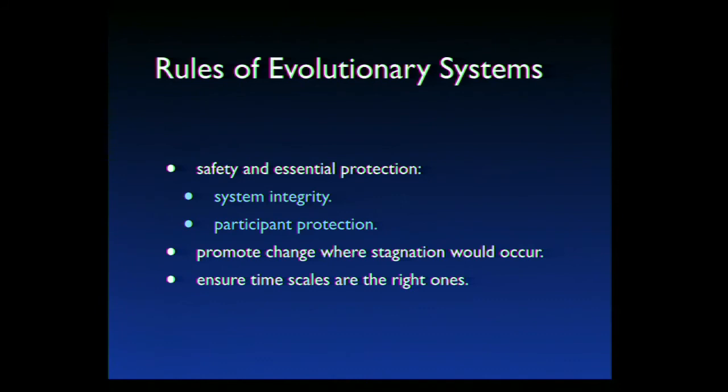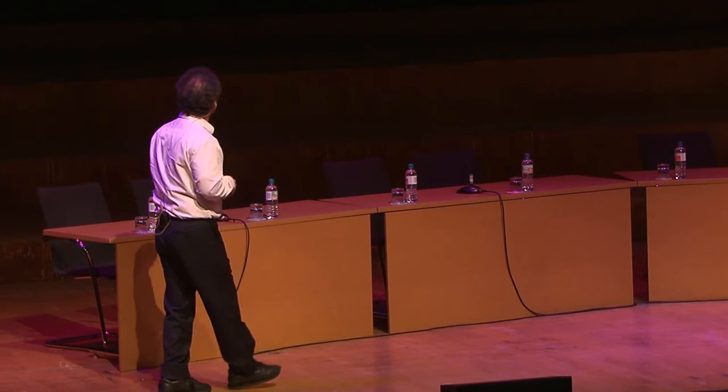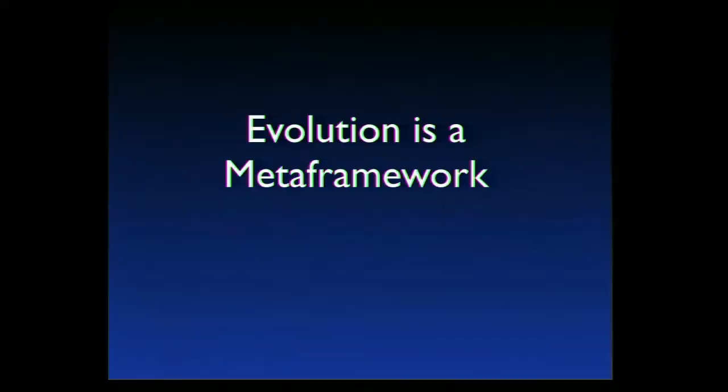There's another thing, however, that's really important. Rules are often about promoting change rather than preventing change, because very often systems go to stagnation. So you have to protect against that. And the timescale issue I've talked about. So evolution is a conceptual framework. It's a formal analytical system, or we can make it into a way to analyze what's going on.